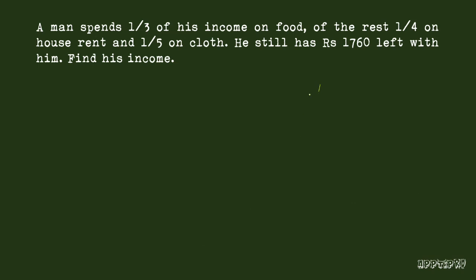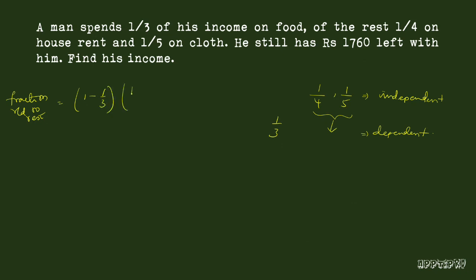So as you can see, 1/4 and 1/5 are independent fractions, whereas 1/3 and this pair is a dependent fraction. So how do you find it? The fraction related to rest is equal to 1 minus 1/3 multiplied by 1 minus (1/4 plus 1/5), because 1 by 4 and 1 by 5 are independent fractions. On solving it, you get 11 by 30.